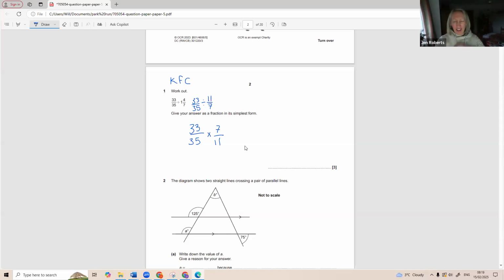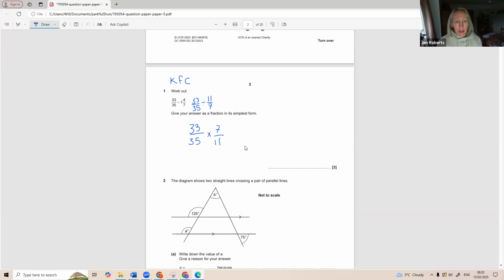Well, it's quite difficult. We're gonna have to spend some time working both of those sums out. And then it might be a bit of a nightmare to simplify. So I'm gonna simplify before I multiply. If you look at opposite corners, top left, bottom right, they have a common factor of 11.